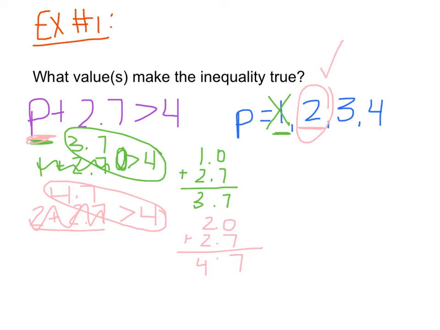Now I could do 3 and 4 and plug them into p if I wasn't sure. But since I'm adding here, and I already know when I added 2 it was bigger, if I add 3, it's definitely going to be bigger. And if I add 4, it's definitely going to be bigger. So both of these are also going to be greater than 4 when I add them to 2 7/10. So my answer would be 2, 3, and 4, because those are the numbers that make this inequality true.